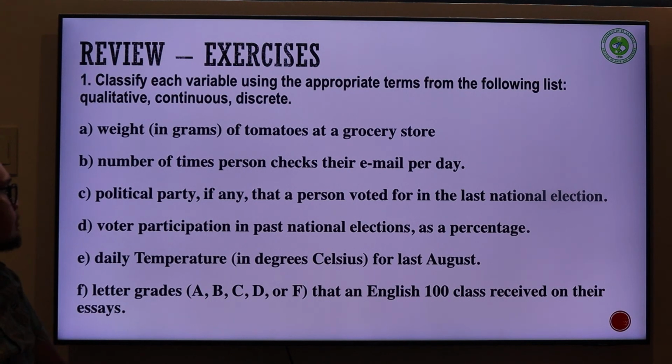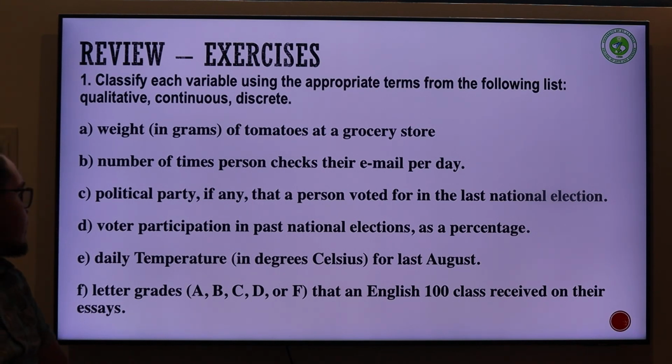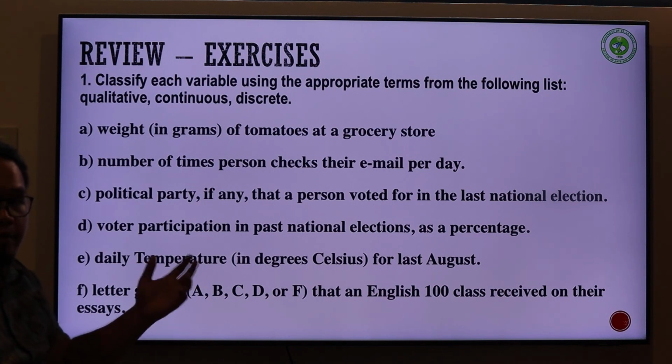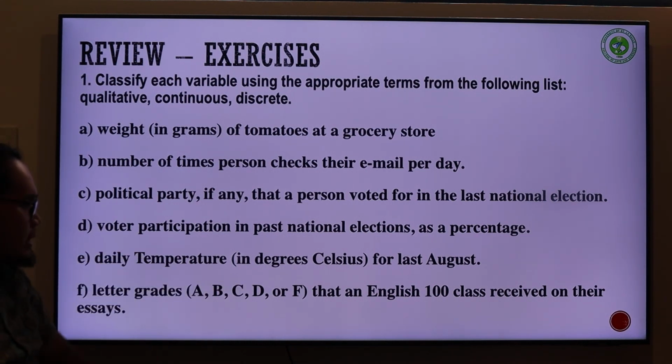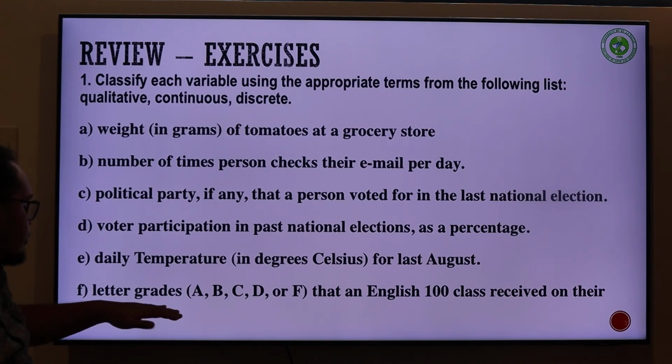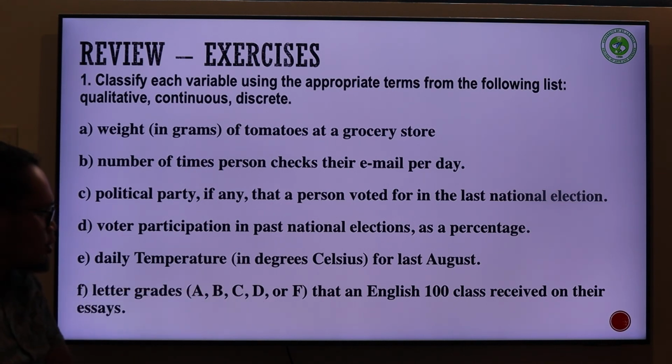A, weight in grams of tomatoes at a grocery store. B, number of times a person checks their email per day. C, political party, if any, that a person voted for in the last national election. D, voter participation in the past national elections as a percentage. E, daily temperature in degrees Celsius for the last August. And F, letter grade A, B, C, D, or F that an English 100 class received on their essays.